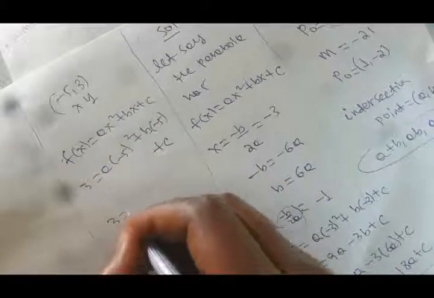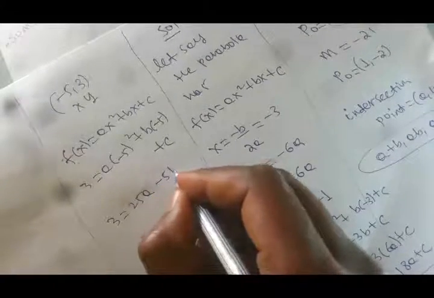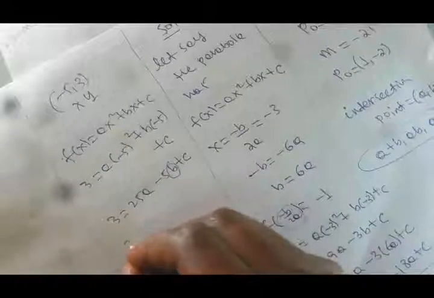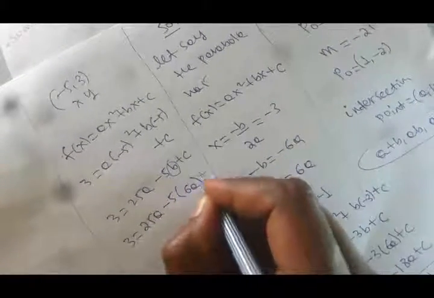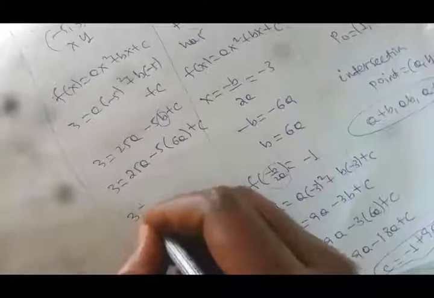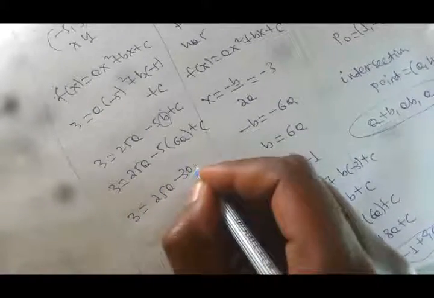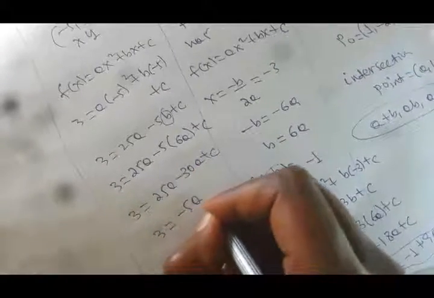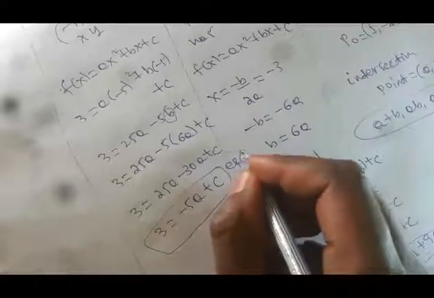Therefore, 3 is equal to 25a minus 5b plus c. And we know that the value of b is 6 times a. Therefore, 3 is equal to 25a minus 5 times 6a plus c. Therefore, 3 is equal to 25a minus 30a plus c. Therefore, 3 is equal to minus 5a plus c. This is equation 2.